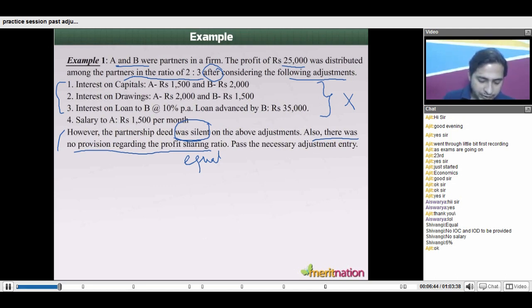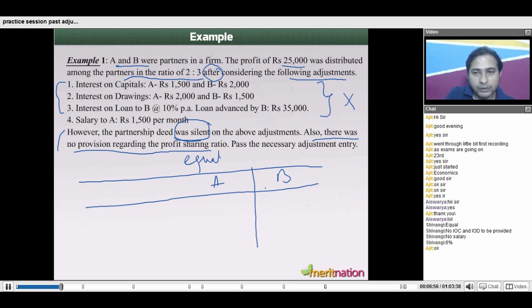So the very first thing is interest on capital. Let's make a table here, with A and B. So what has the accountant done? The accountant has simply provided for interest on capital, and it is 1500 and 2000.